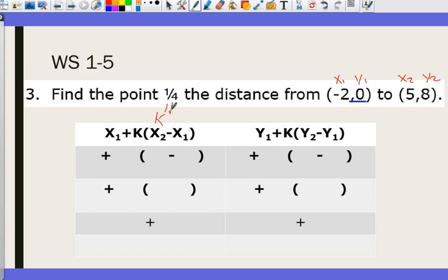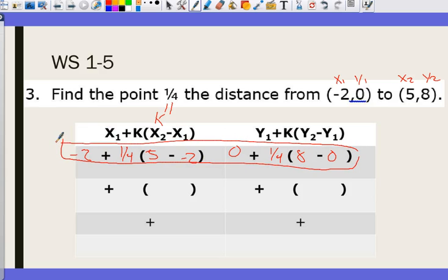All right, I'm going to plug these in because we need to hurry up a little bit. X1 was -2, K is 1/4, X2 is 5, X1 is -2. Full credit is right here. To get bonus points, we have to find the actual point, right? 5 minus -2 is going to be the same as 5 plus 2, which is 7, times 1/4 plus -2.